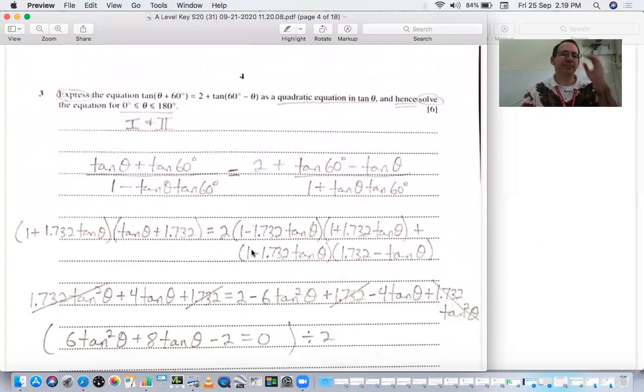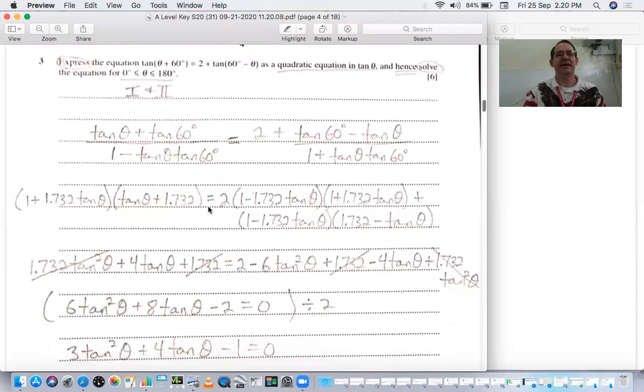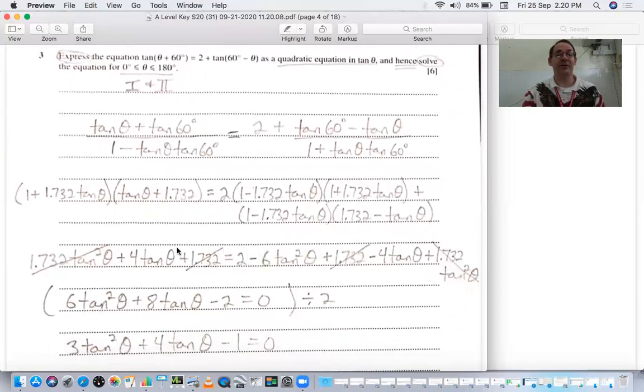Number 3, express the equation tan(theta plus 60) equals 2 plus tan(60 minus theta) as a quadratic equation in tangent, and hence solve the equation from 0 to 180. This is 6 points, so obviously it's going to take some work. Notice the domain statement only applies for first and second quadrants. And we are in degrees, so make sure your calculator's in degree mode.